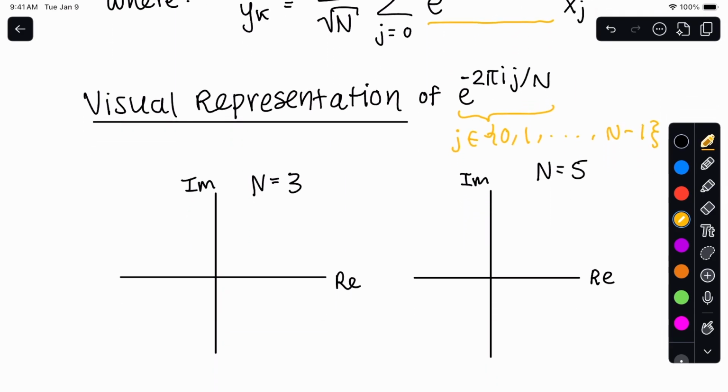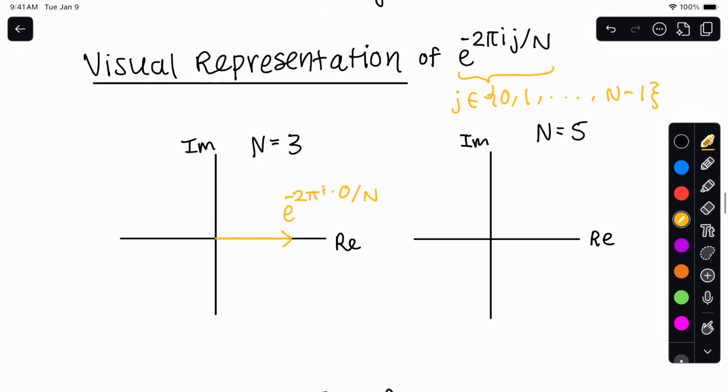So let's just look at these in the complex plane. So one example we could have is n equals 3. The first term would be e to the 0. E to the 0 is just 1, so that's just this vector pointing here. Then we have e to the minus 2 pi i 1 over n. And that's going to put us at an angle of minus 2 pi over 3.